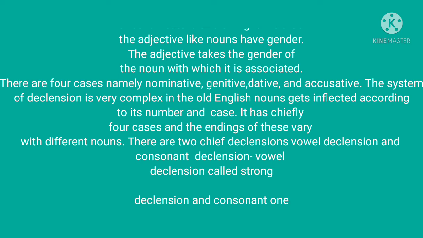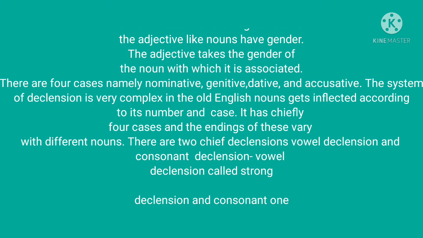The system of declension was very complex. In Old English, a noun gets inflected according to its number and case. It has chiefly four cases, and the endings of these vary with different nouns. There are two chief declensions: vowel declension and consonant declension. Vowel declension is called strong declension, and consonant declension is weak declension.